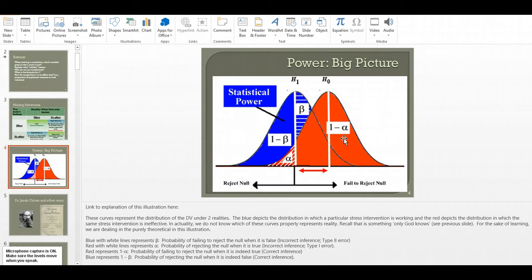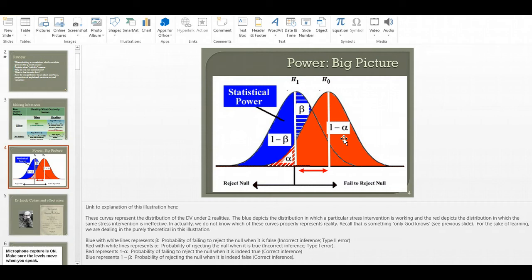So for this illustration, I will use the example of a stress intervention technique. So in an organization or with your clients that you're counseling, you're going to implement some kind of technique for them that you hope will help their stress levels. And so for this example, reduced stress levels are what we're going for. We don't want to increase them.